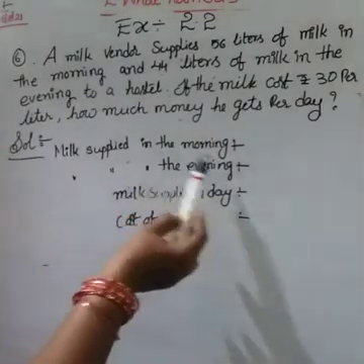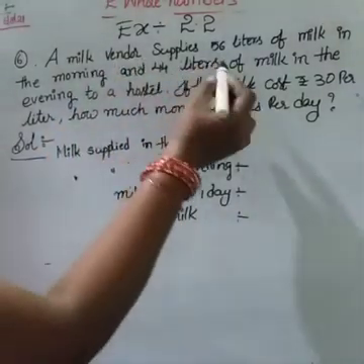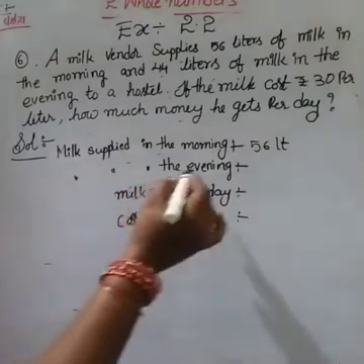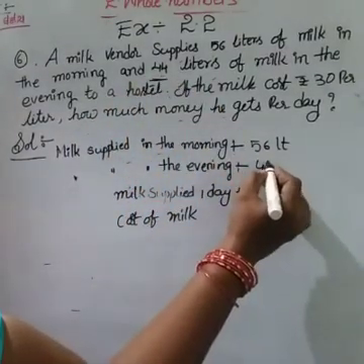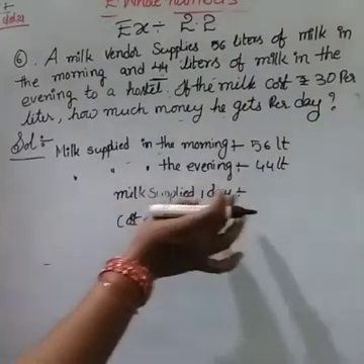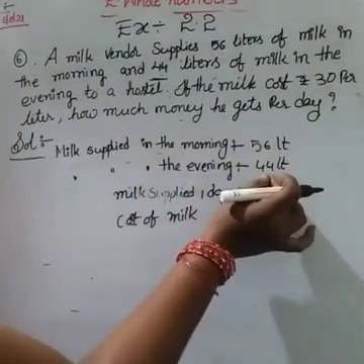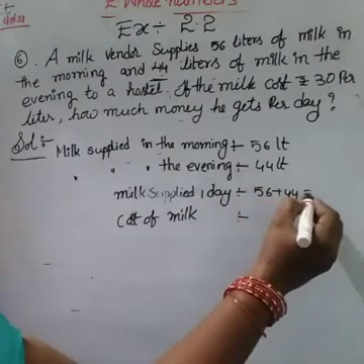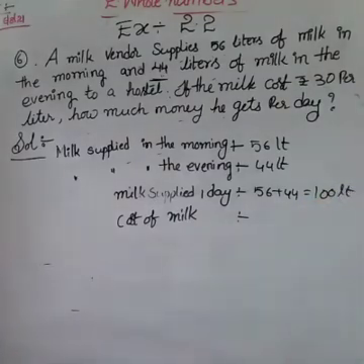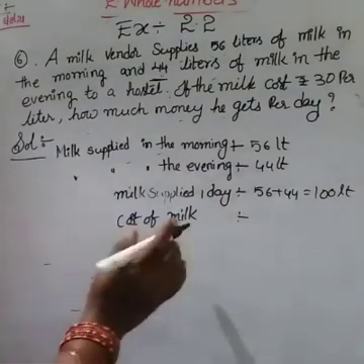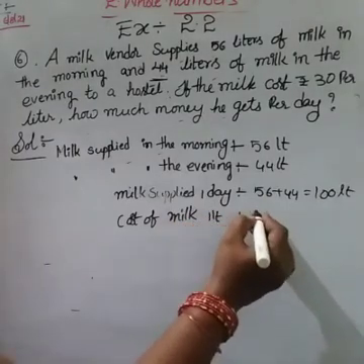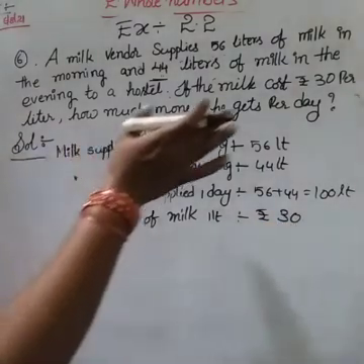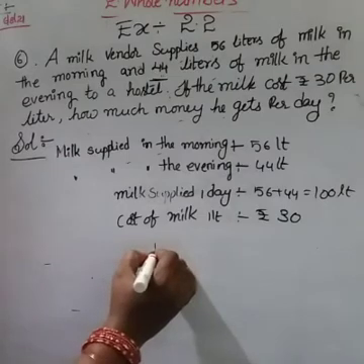Solution. Milk supplied in the morning 56 liters. Milk supplied in the evening 44 liters. Milk supplied in one day: morning 56, evening 44, so add these two. 56 plus 44 is equal to 100 liters he sells per day. So the cost of 1 liter of milk is how much? 30 rupees. So how much money does he get per day?